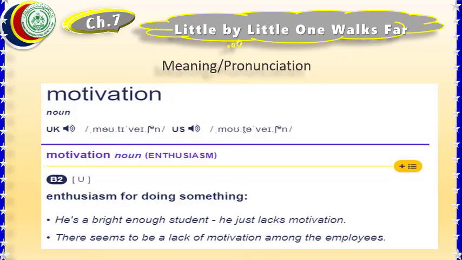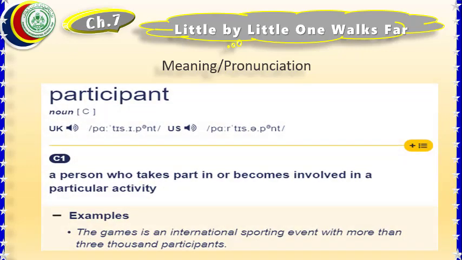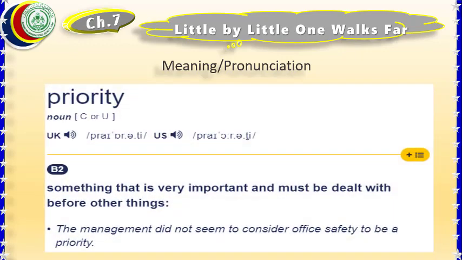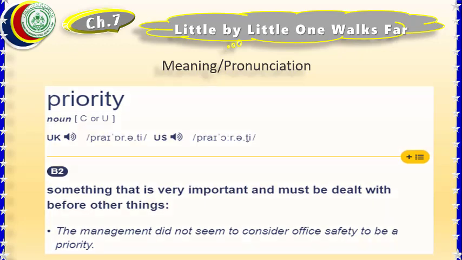Motivation is something like enthusiasm for doing something. Participant is a person who takes part in or becomes involved in a particular activity. Priority means something that is very important and must be dealt with before other things.